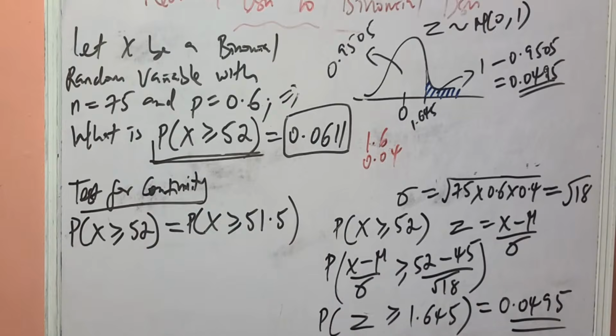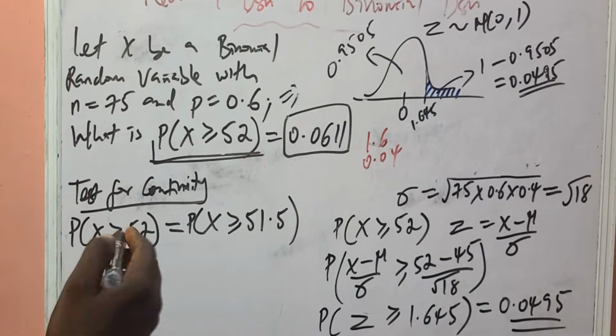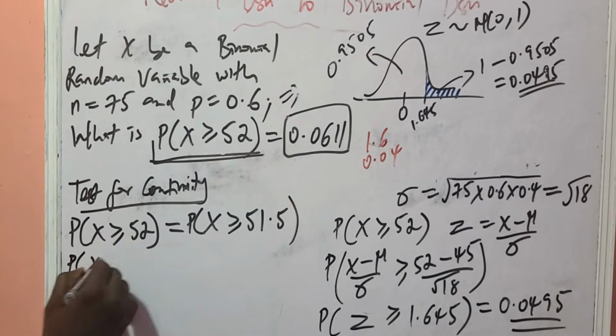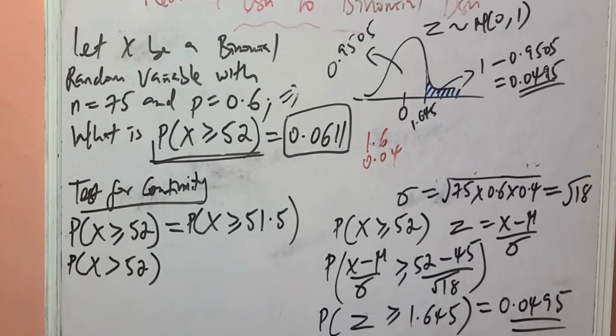Now, that's the reason why we're going to be using 51.5 rather than 52. Let me move immediately to answer probably a question on the mind of some of you. What if we had x greater than 52 alone? That means in this case we are not including 52. It said greater than 52.